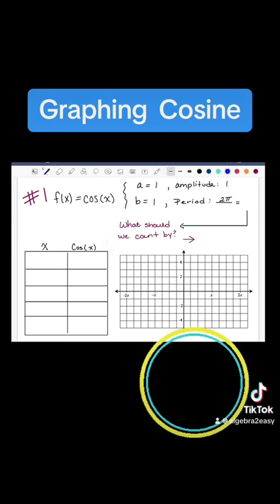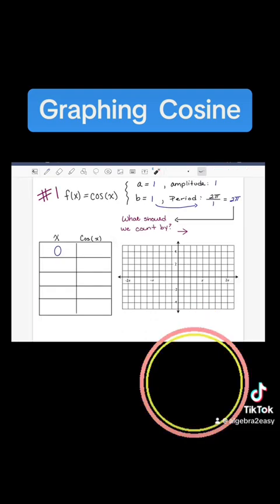The period is going to be 2 pi divided by b. So we're going to take that value 1 and put it in the denominator there. 2 pi divided by 1 is 2 pi. Now we're going to make our table. And if you recall from yesterday, our table will always start with 0. Now we need to figure out what are the other values for x in our table. And we just need 4 more values.